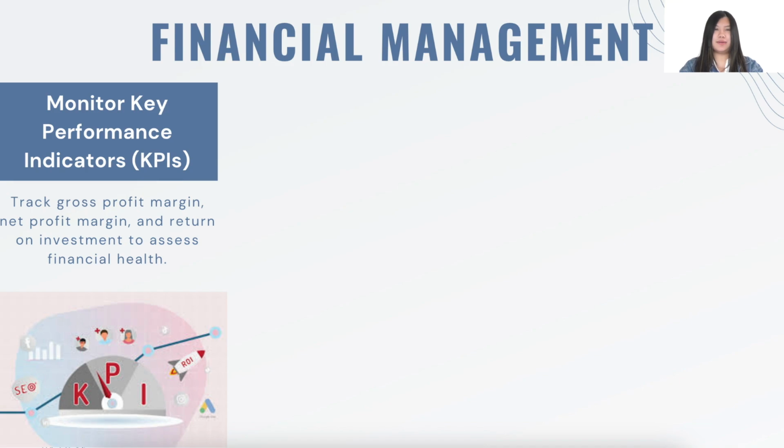Now, let's talk about financial management. I think everyone needs to know about that. There are 3 things about financial management. One is to monitor key performance indicators, or KPIs for short. What that is: track metrics such as the gross profit margin, net profit margin, and return on investment to assess financial health.